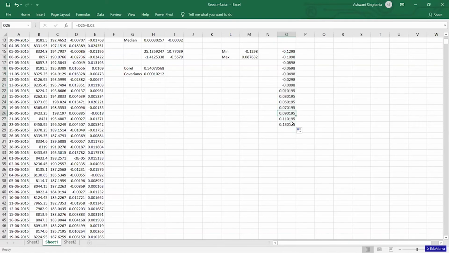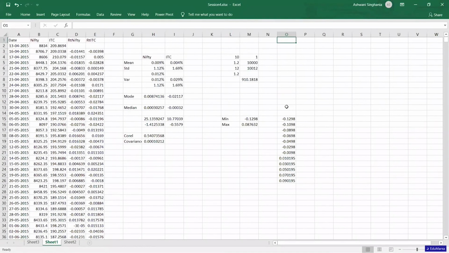So we can delete these two. Yeah, so this is our bin, what we actually need, the class interval: how many times we are going to get a return of minus 0.12, how many times we are going to get a return of minus 0.1098. Similarly, it will return the frequency when we calculate the histogram. So now let's create the histogram.